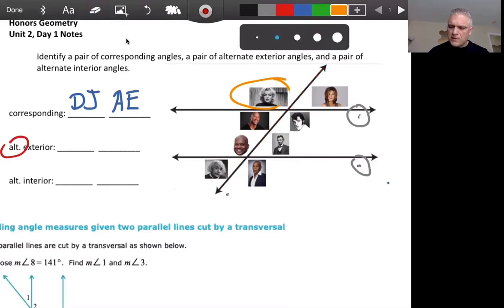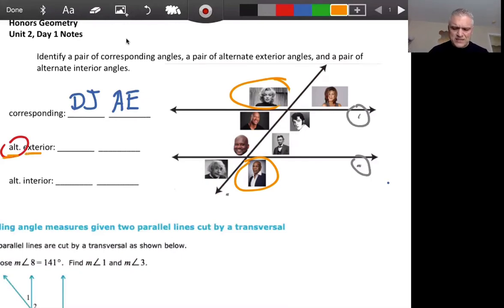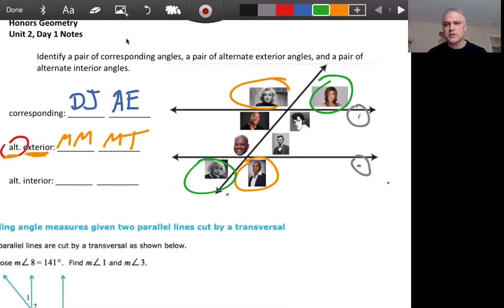That leaves us with Iron Mike. Iron Mike is on the other side of the transversal, and he is exterior. So he was both alternate to Marilyn Monroe and he's exterior. So we could say Marilyn Monroe and Mike Tyson are alternate exterior angles. We could have also said Jennifer Aniston and Albert Einstein. They are also alternate of each other and they're both exterior, so they're also alternate exterior angles. Could have two answers on that one.